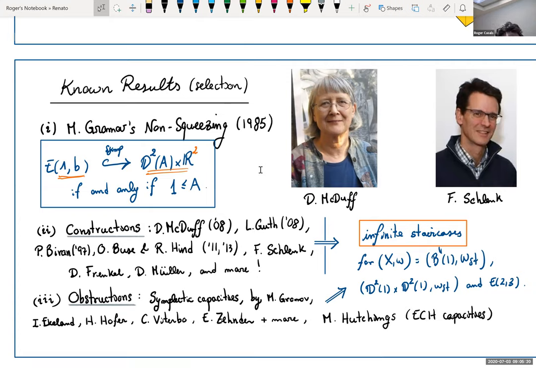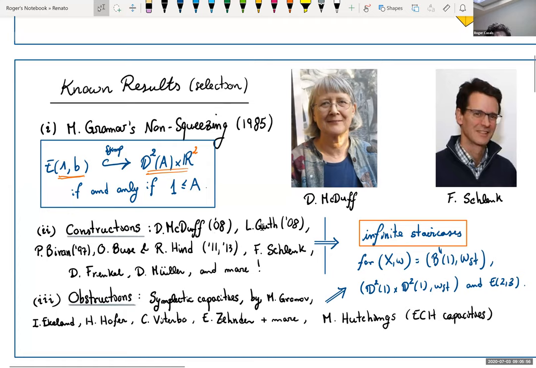As far as I'm aware, one of the people that really kicked this off was Dusa McDuff, here present in the picture on the left. In 2008, she started studying ellipsoid embeddings, and in particular related that to a problem that Paul Biran had also studied, which is the symplectic packing problem for balls. Essentially, she realized that you can embed an ellipsoid if and only if you can embed a certain union of balls symplectically. So that was a very interesting way of starting to think about the ellipsoid problem.